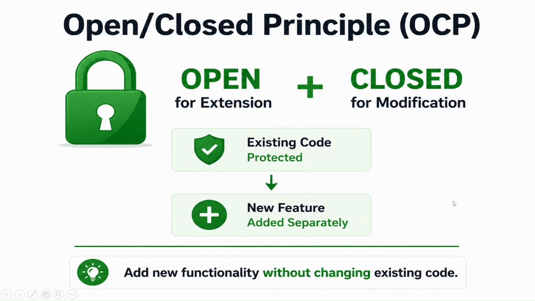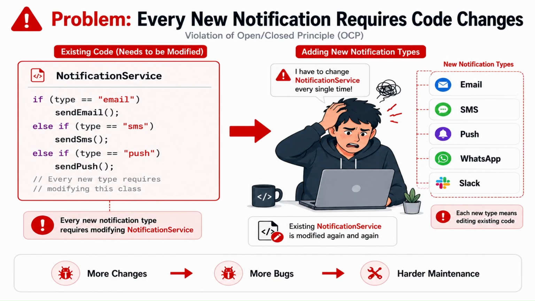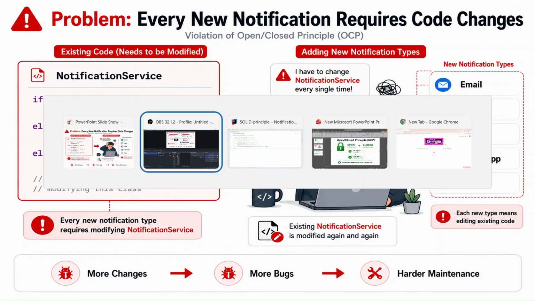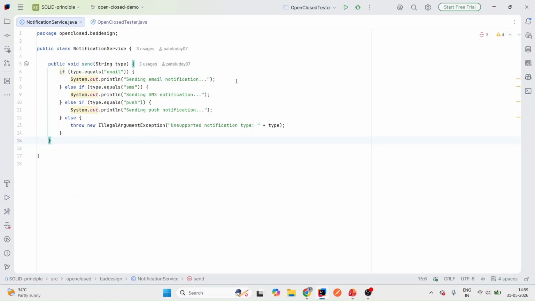So let's understand what does it mean. So here is the example. So you can see this is the problem. We have notification service, and over here I am sending different type of notification. If type is email, I am sending email. If type is SMS, I am sending SMS. All right. So let me jump to the code. You can see here is the bad example.